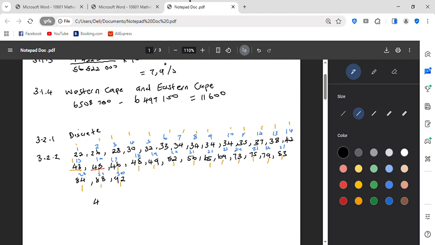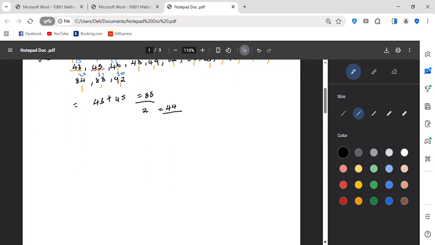So what we do here, we say 43 plus 45, then we divide that answer by 2. So 43 plus 45, you get 88. Then divide by 2, it's 44. So your median is 44. That is your median, the middle value. Alright, then from 3.2.2, let's go to the next one.